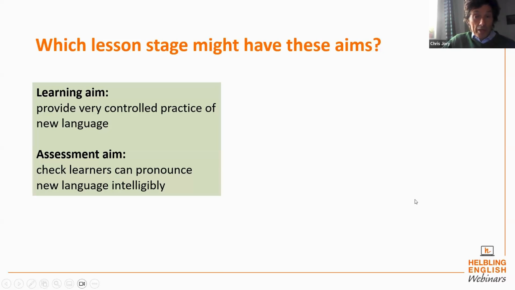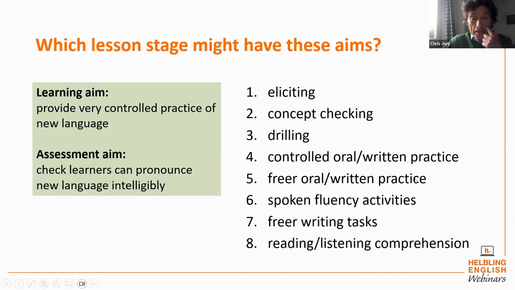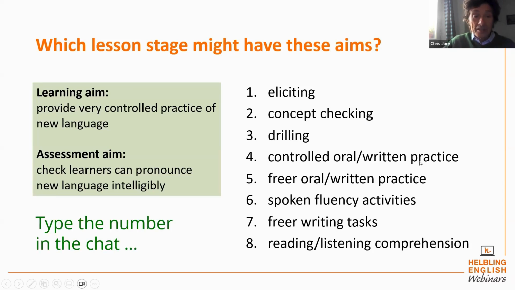So dual aims, as I mentioned. The learning aim in this particular lesson stage is to provide very controlled practice of new language. The assessment aim for you as the teacher, and what you're going to be noticing, is to check that learners can pronounce new language intelligibly. And that's the list of those lesson stages. The question for you, again in the chat, can you type the number of the lesson stage that you think could have these dual aims, the learning and the assessment aim?